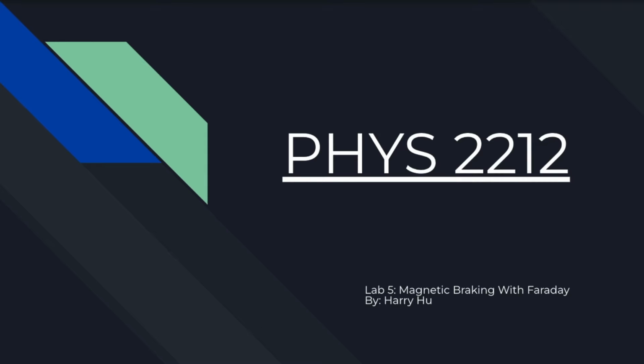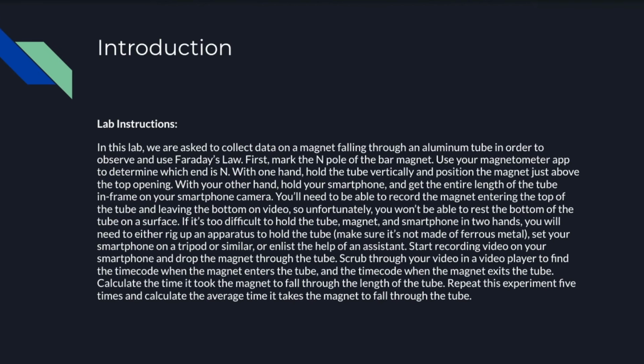This is Lab 5, Magnetic Braking with Faraday, Physics 2212. In the introduction, in this lab we are asked to collect data on a magnet falling through an aluminum tube in order to observe and use Faraday's law.